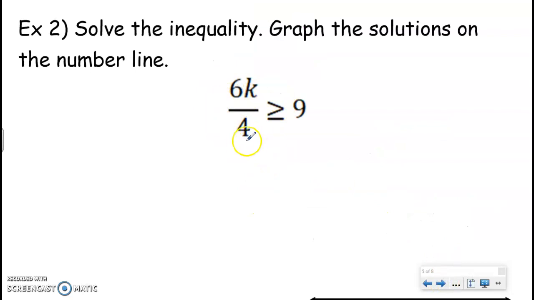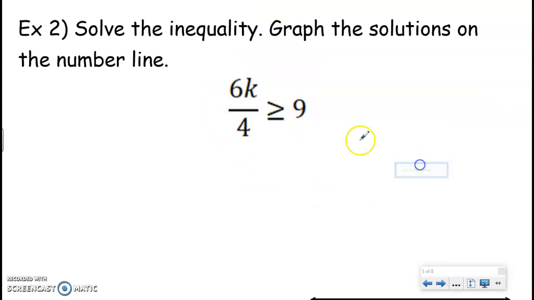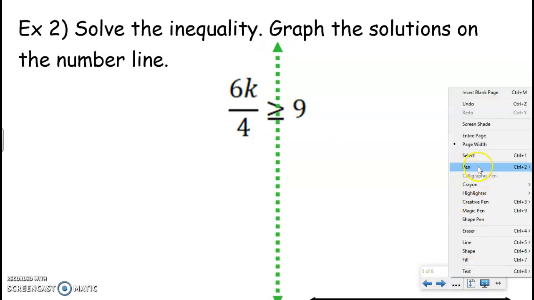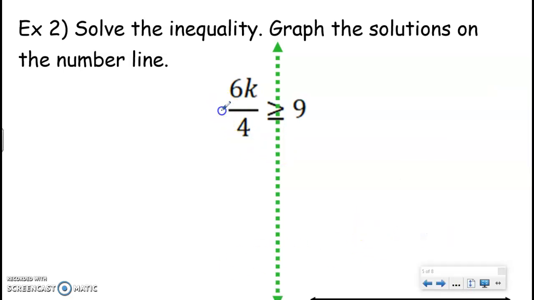A lot of students look at this as a two-step problem. I actually typically would solve it as one step. But I'm going to go ahead and show you how it would be a two-step. Anytime you have something in the bottom of the fraction, remember it's actually a division problem. So the opposite of dividing by 4 would be to multiply by 4 on both sides. Now, if you multiply by -4, you have to flip your sign. Since that is a positive 4, we're going to leave our symbol the same.